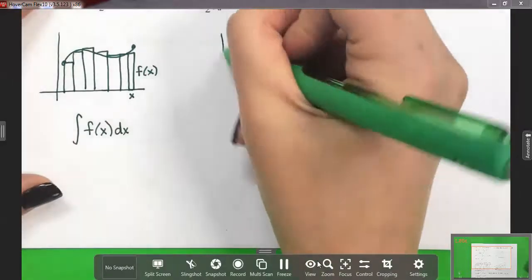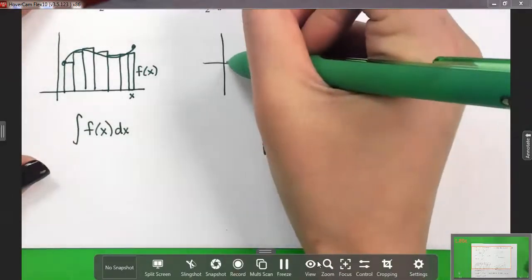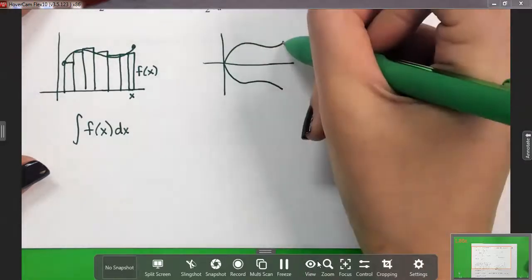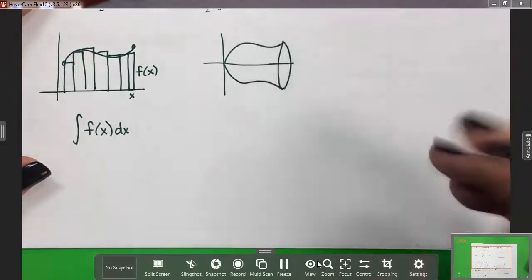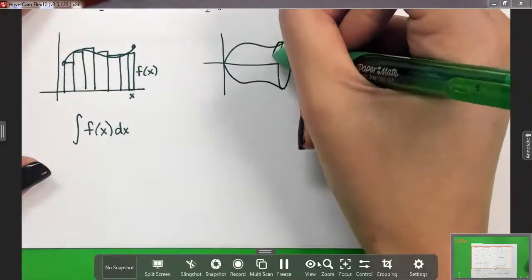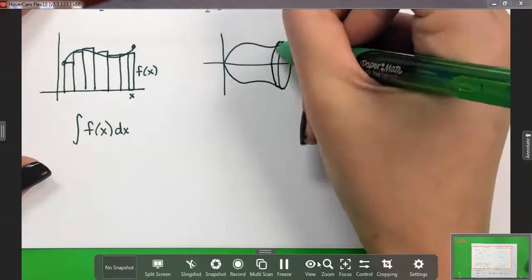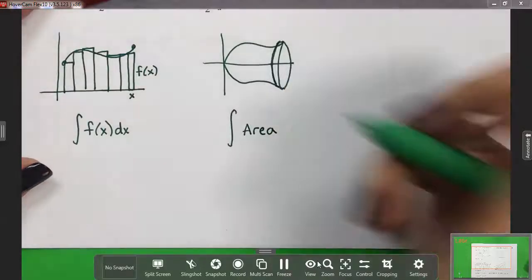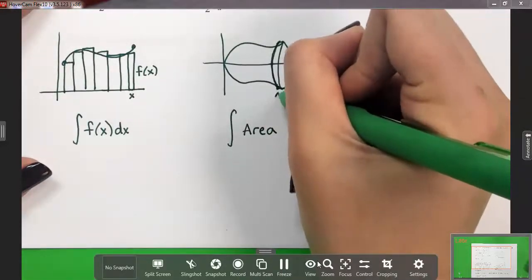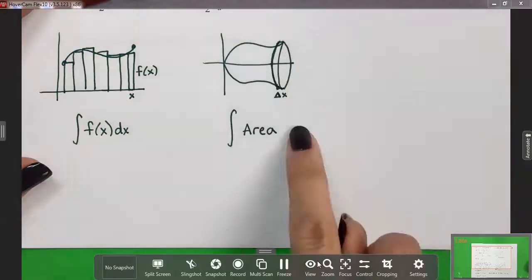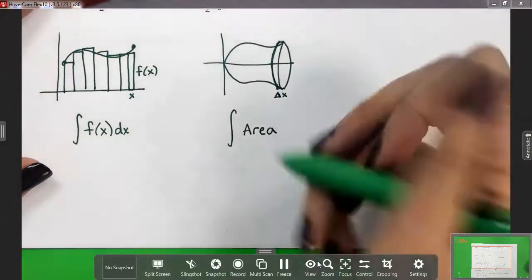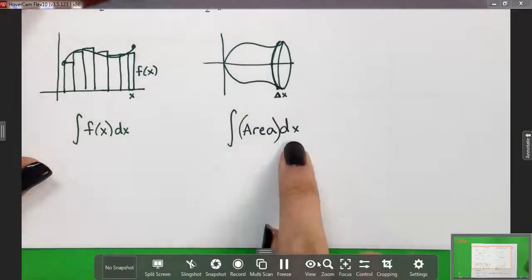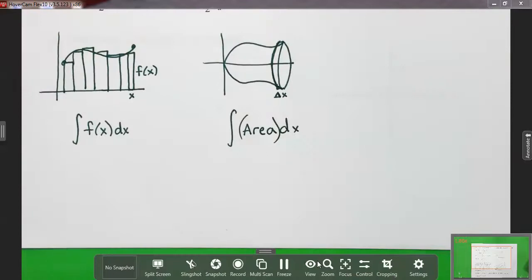Okay, and then we were doing volumes, and maybe we revolved it right here. We found the volume of a cross section, so we took the integral of the area. We still made our delta x, our change in x, really small, and integrated, adding them all up together. So it's the integral of area times dx. We can't do that in polars.